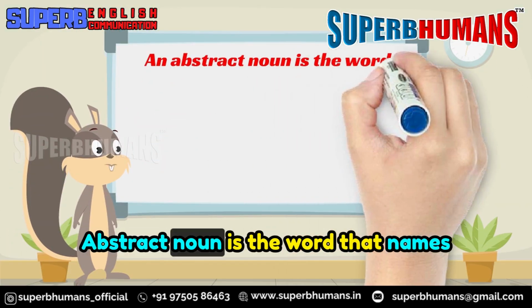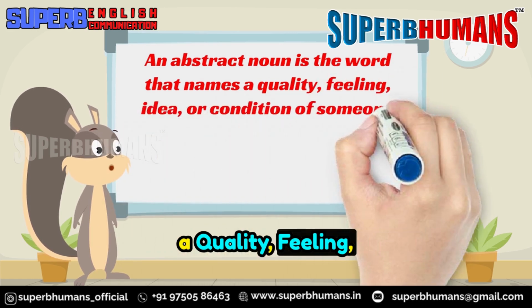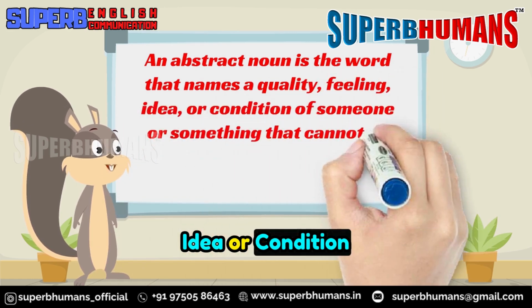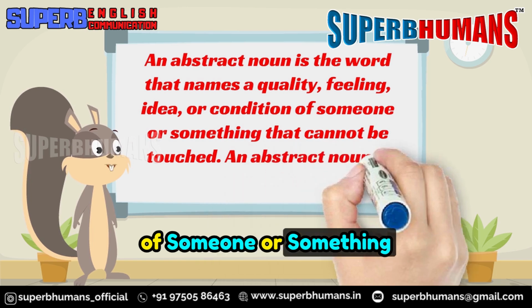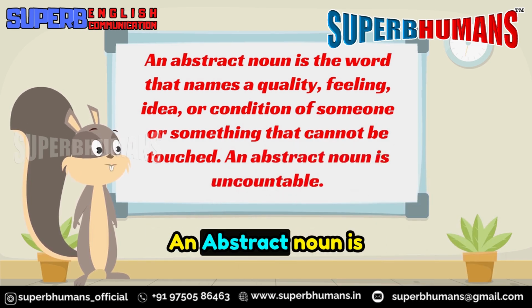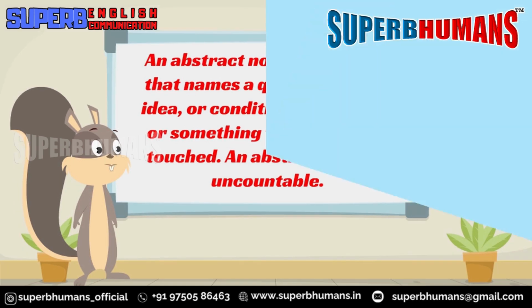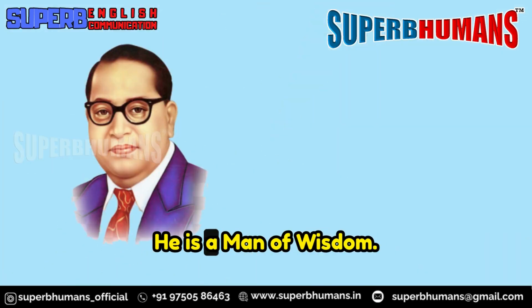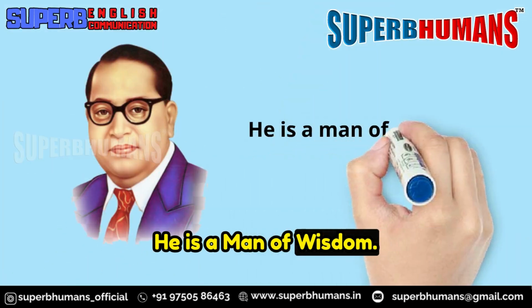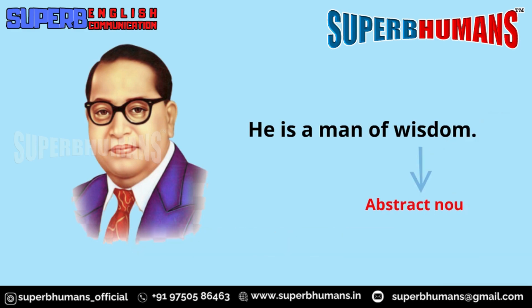An abstract noun is the word that names a quality, feeling, idea, or condition of someone or something that cannot be touched. An abstract noun is uncountable. For example, he is a man of wisdom. Here, wisdom is an abstract noun.